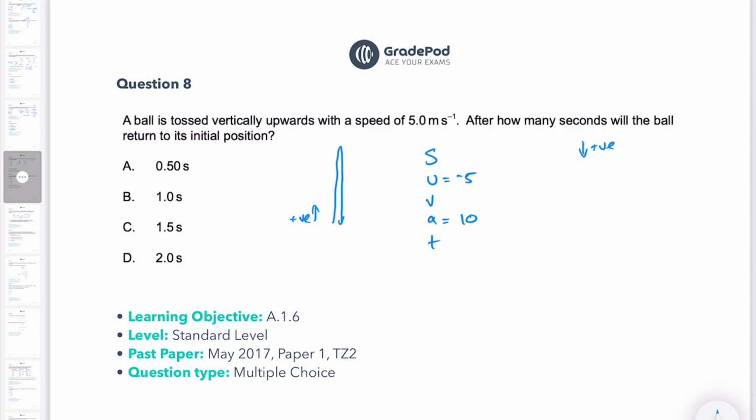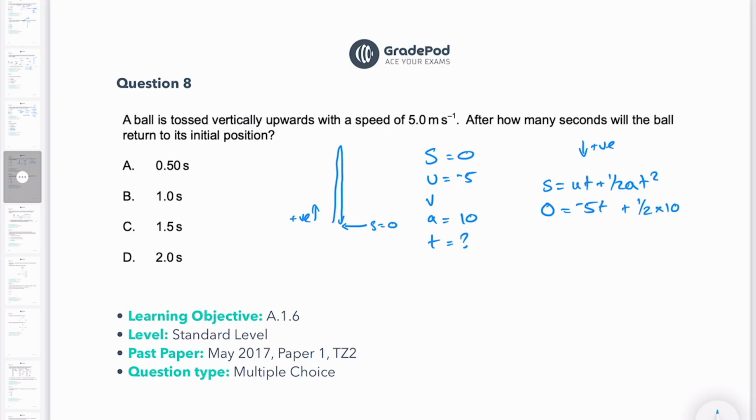How many seconds will the ball return to its initial position? When it gets back to here, s is equal to 0, because it hasn't travelled any displacement. So we want to know the time. s equals ut plus a half at squared. 0 equals minus 5t plus a half times 10t squared. So 0 equals minus 5t plus 5t squared.